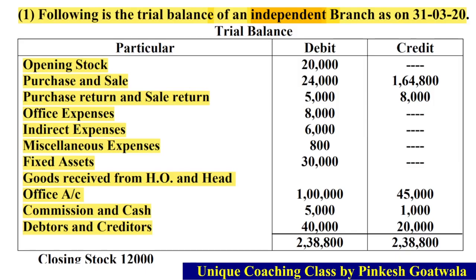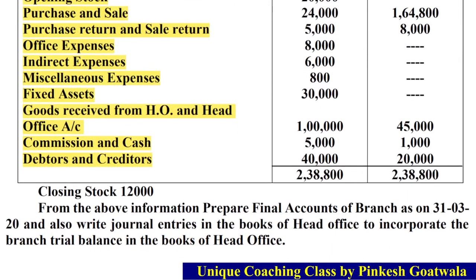Now other information: closing stock is given, 12,000. It means it's an adjustment. From the above information, prepare final accounts of branch. Here it is clearly told what we have to prepare. We have to prepare the final accounts of the branch.